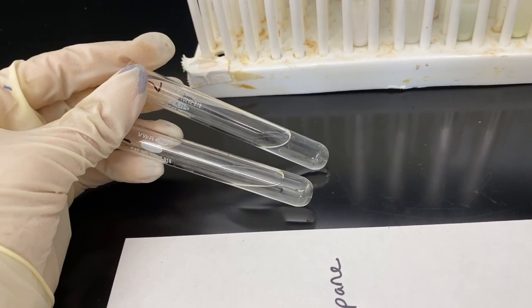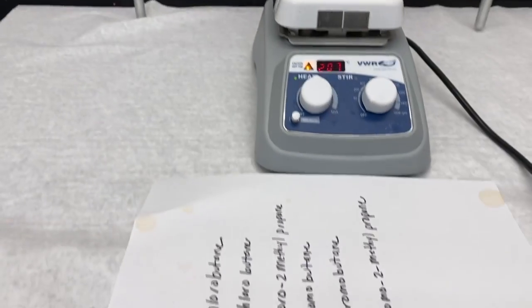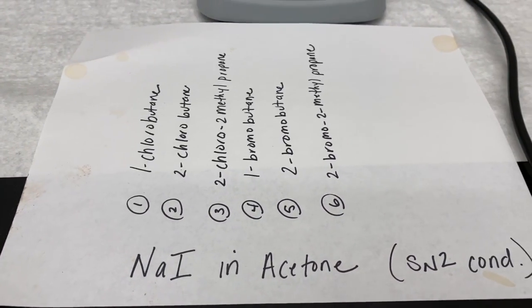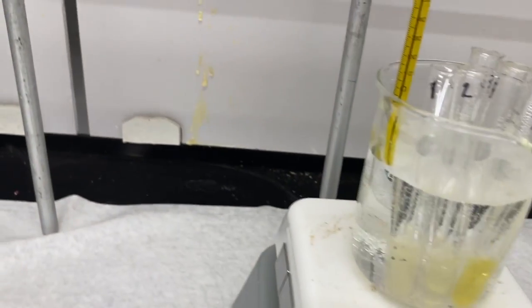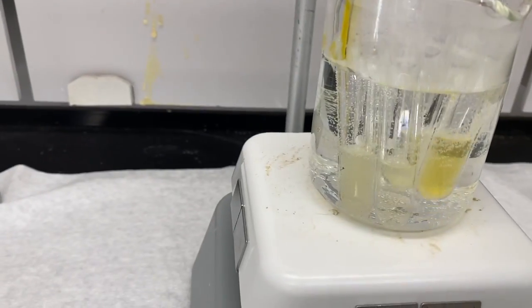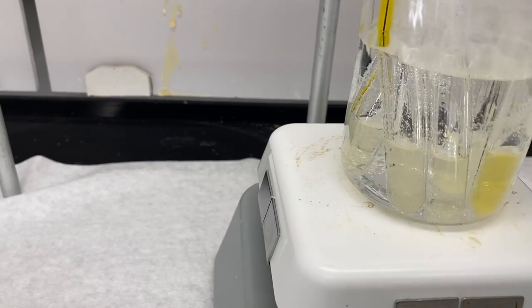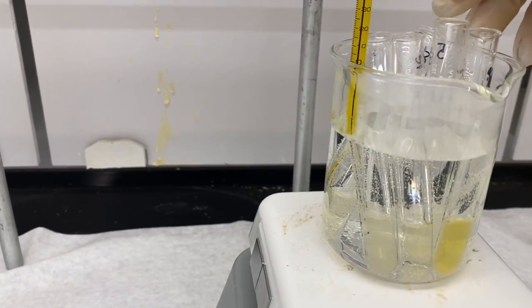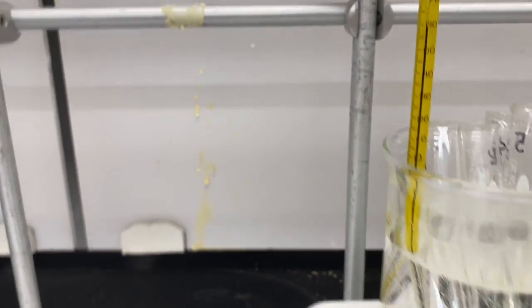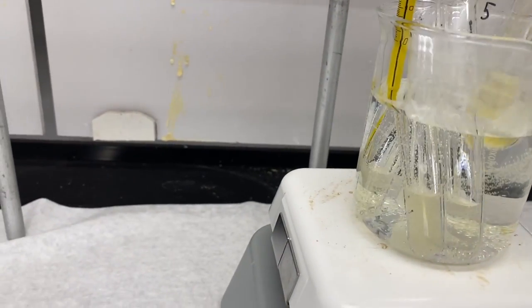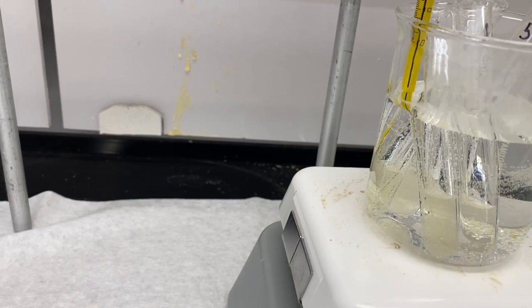reactions to go. So these were our alkyl halides in the SN2 conditions, so it's that sodium iodide and acetone. And these were the ones that didn't seem to work initially at room temperature. So we're going to check them now. They've been reacting at 50, actually they got a little bit higher at 60 degrees Celsius. But we're going to check them and see how they've changed over time.